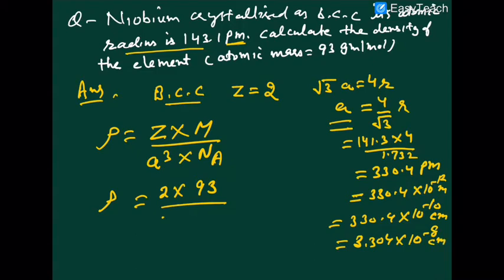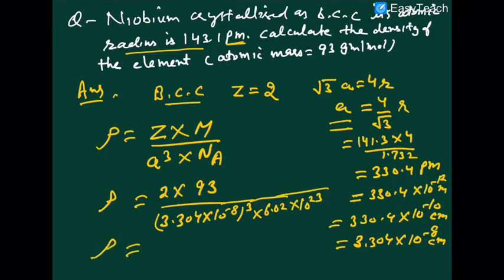Okay, so the first digit now, so the answer is 3.304 into 10 power minus 8 cube into how much? Into Avogadro number. So rho comes out to be how much? The rho comes out to be 8.58 gram per centimeter cube. Are you sure about that? Easy to understand, very easy.